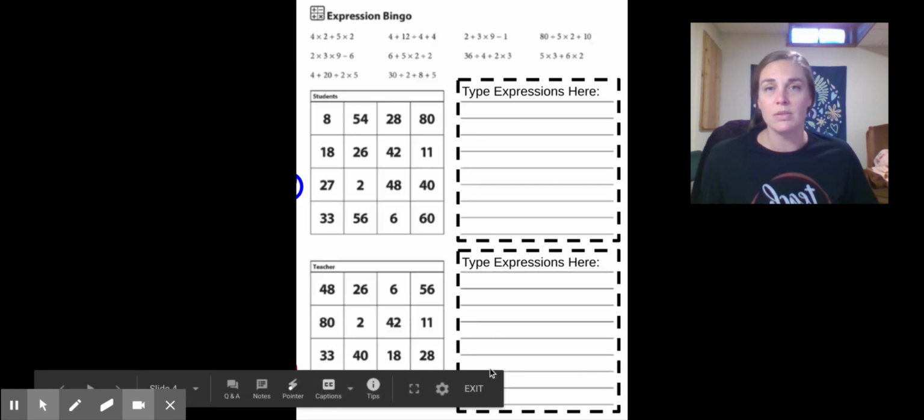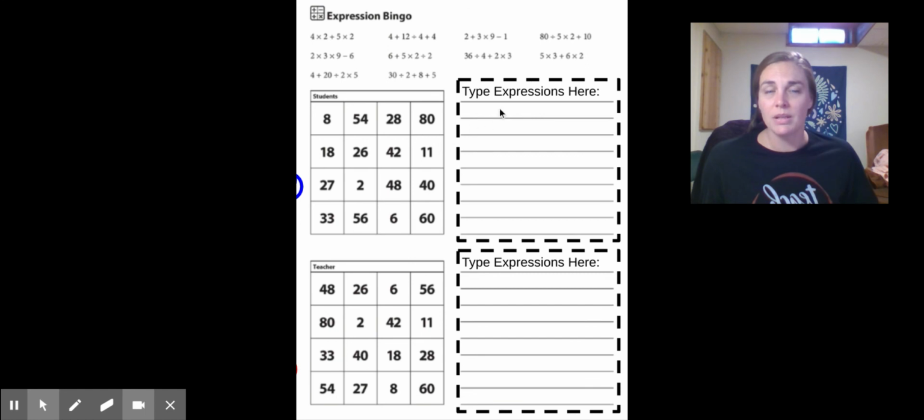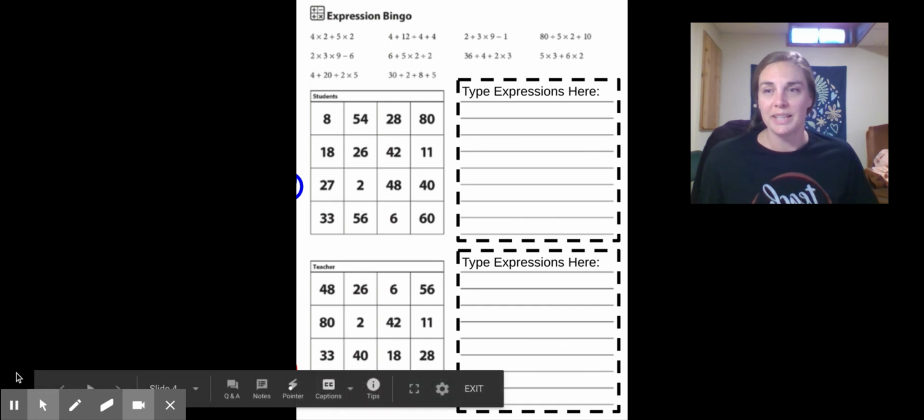Okay, so you'll be using this, and you can be the student up top here. Include your expressions and where you put your markers before you turn it in. All right, go ahead and get started.